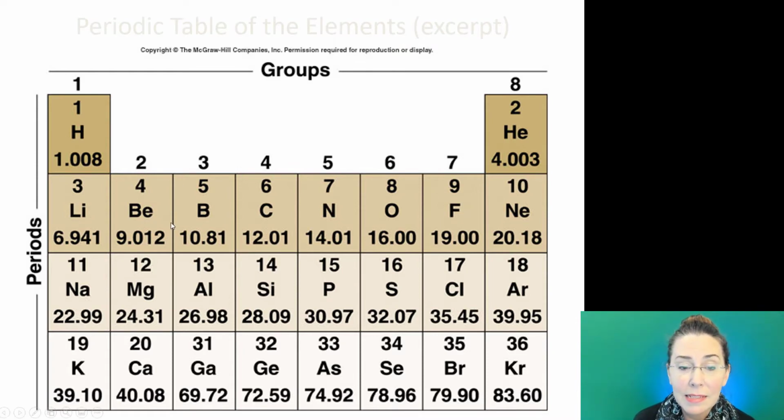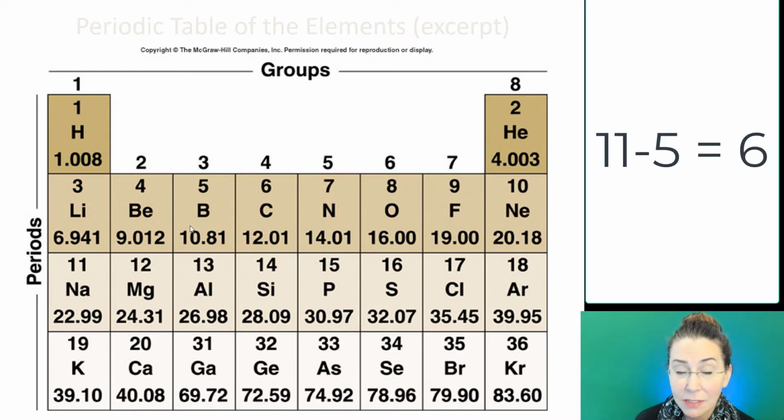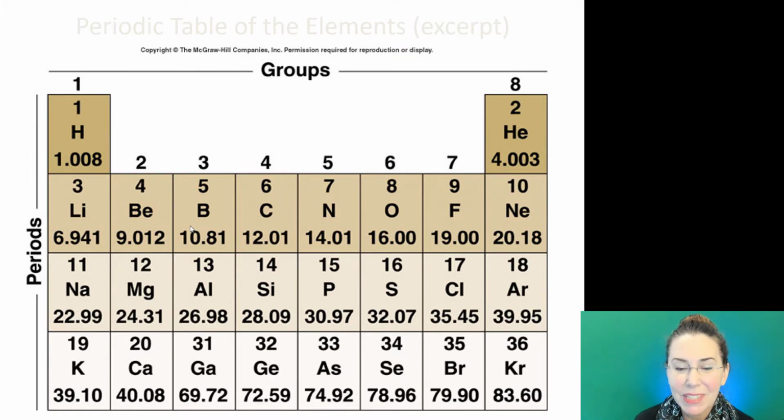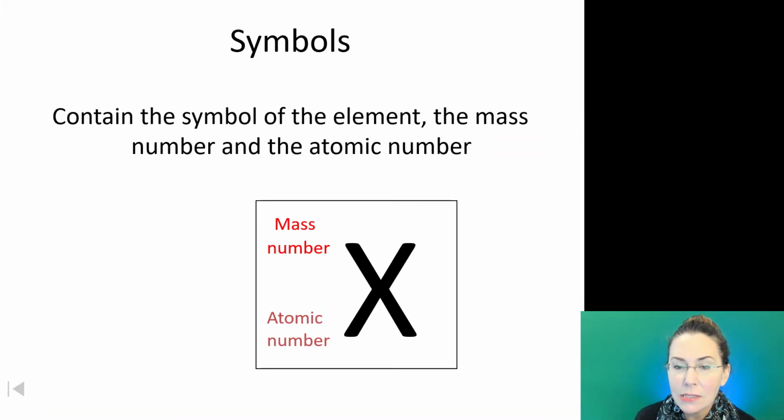Boron has an atomic mass of 10.81. That would round to 11 for our mass number. We would then subtract the 5 protons to get our 6 neutrons. Great. So let's talk a little bit about the symbols for elements.